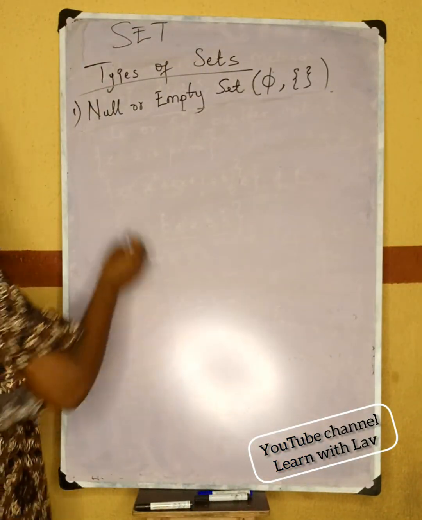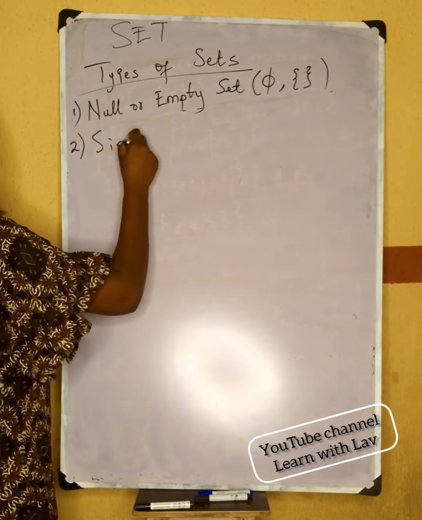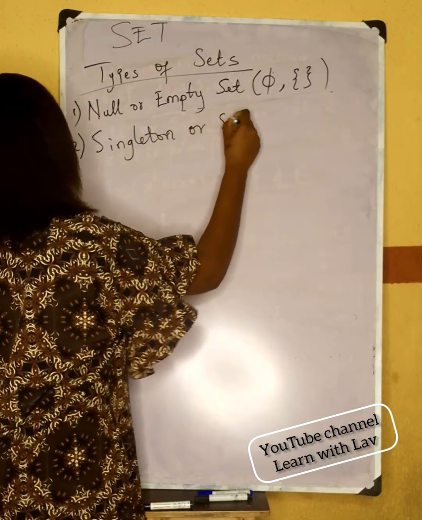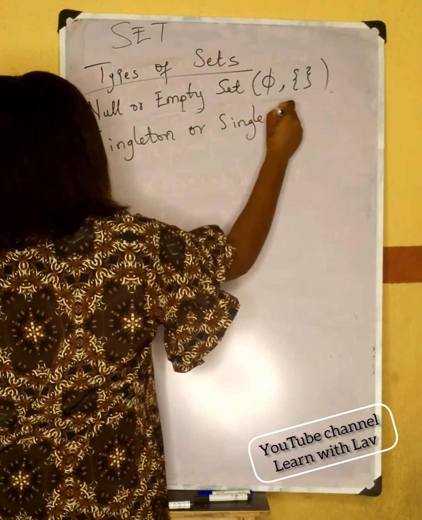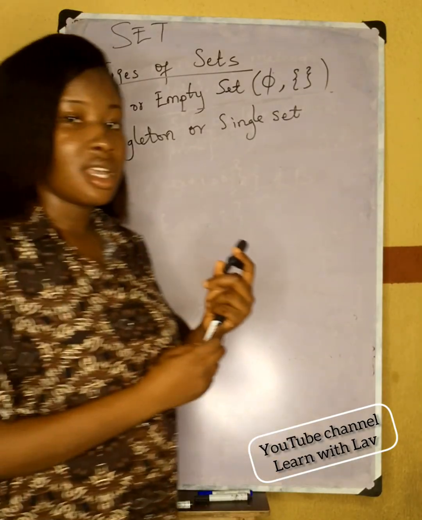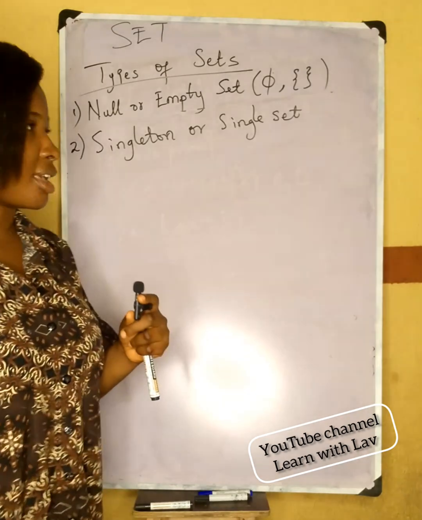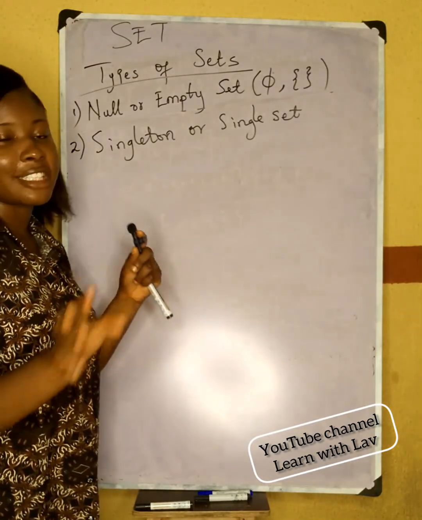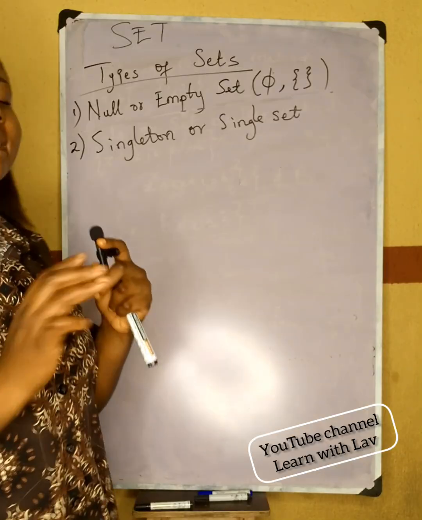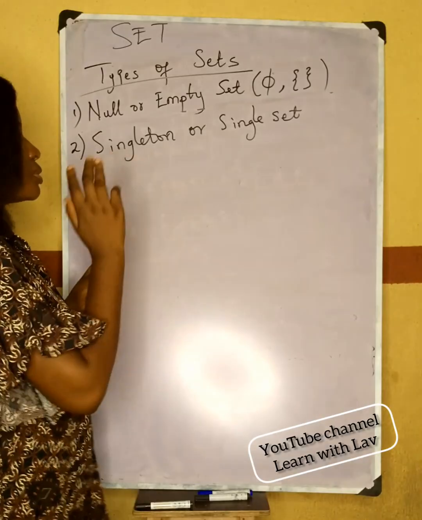Now the second one is what we call a singleton. A singleton, or you say a single set. I know most of us understand what singleness means. When you are not married, when you don't have anybody. So a single set is a set that is single. That's a set that is alone. So when you have a set that has just one element, that set is said to be a single set.